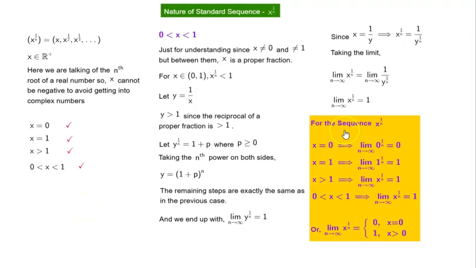To summarize, for the sequence x to the power of 1 by n: x equal to 0 implies limit is 0. When x equal to 1, limit is 1. When x is greater than 1, limit is 1. And when x is between 0 and 1, the limit is 1. Or we can write it in this form: limit as n goes to infinity of x to the power of 1 by n is equal to 0 when x equal to 0, and 1 when x is greater than 0. That was the nature of the standard sequence x to the power of 1 by n.